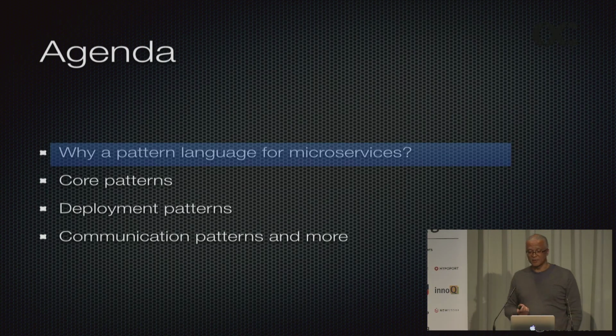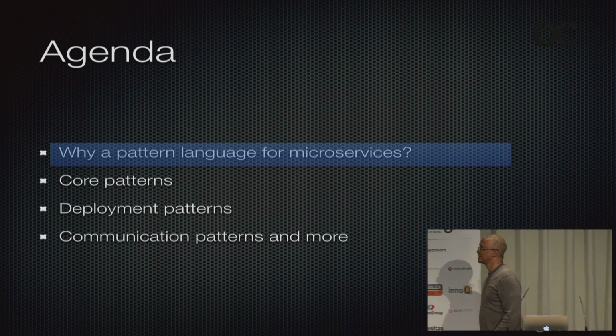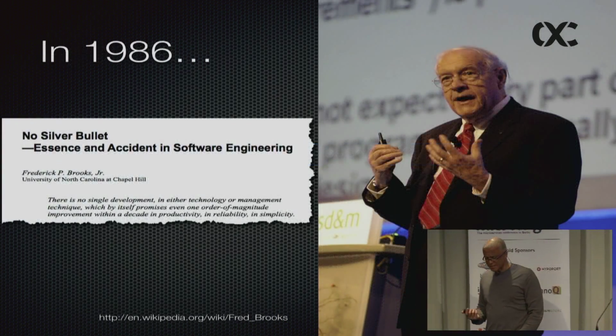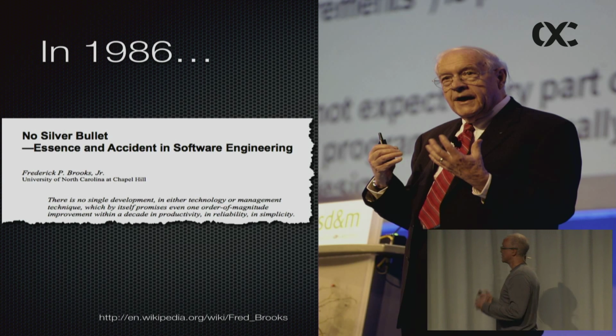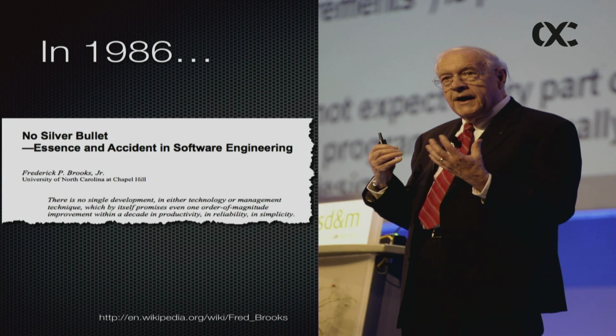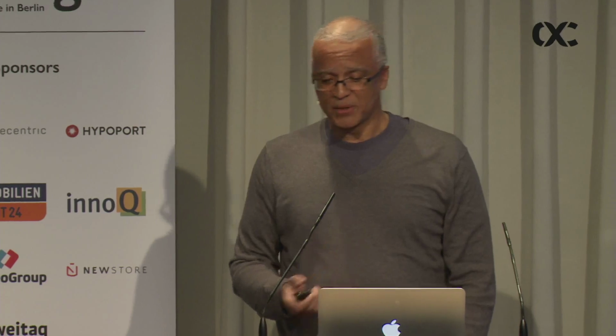Right, so why a pattern language for microservices? Back in 1986, Fred Brooks, The Mythical Man-Month and all of that, said that in software engineering, there are no silver bullets. In other words, there are no techniques, technologies, etc., that you could adopt that would give you a 10x boost in productivity. Interestingly, there are a lot of techniques that, if you adopt them, will give you a 10x reduction in productivity. But really, there were no silver bullets.